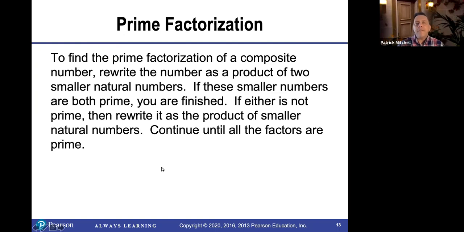To find the prime factorization of a composite number, rewrite the number as a product of 2 smaller natural numbers. If these smaller numbers are both prime, then you're finished. If either one of them is not prime, then rewrite it as the product of smaller natural numbers. Continue until all the factors are prime.